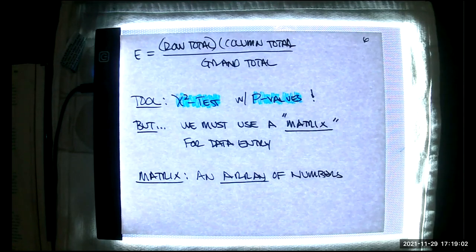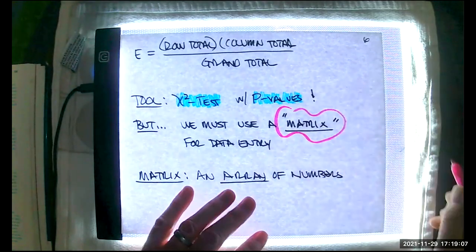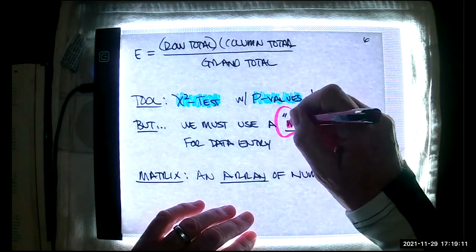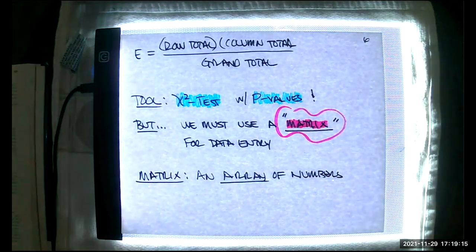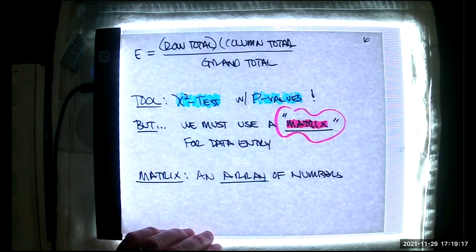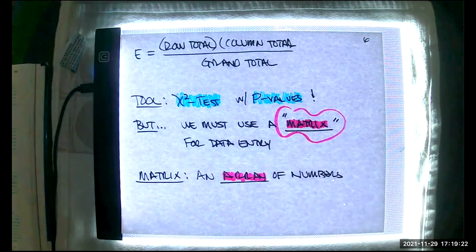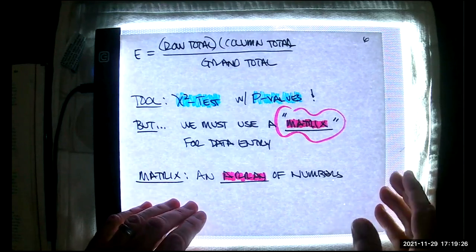Here's what is different. We have to use what is called a matrix for our data entry. A matrix is a mathematical object of some import. It has a definition. The definition of a matrix is an array of numbers. I know that definition really doesn't clarify things. Let me give you some examples here.